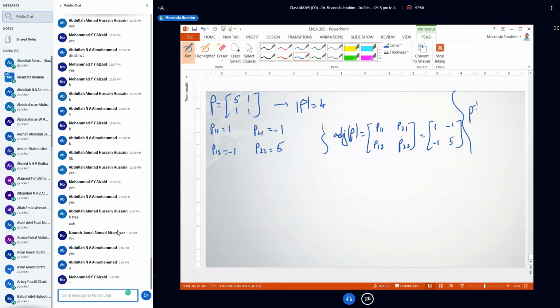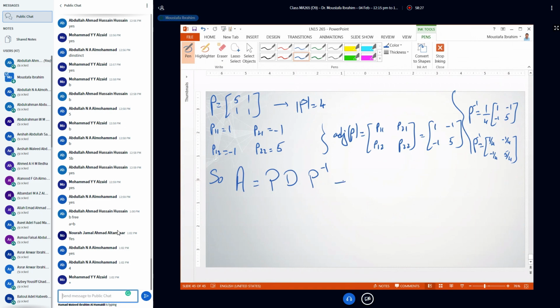So P minus 1 is equal to 1 over the determinant of P times the adjoint, which means P minus 1 is equal to 1 over 4, minus 1 over 4, negative 1 over 4, 5 over 4. So A is equal to P D P minus 1, and we have everything here. And since we need A^9, it's equal to P D^9 P minus 1.